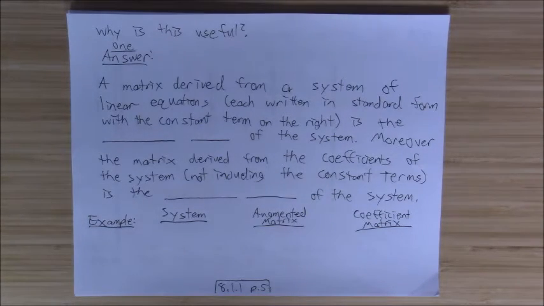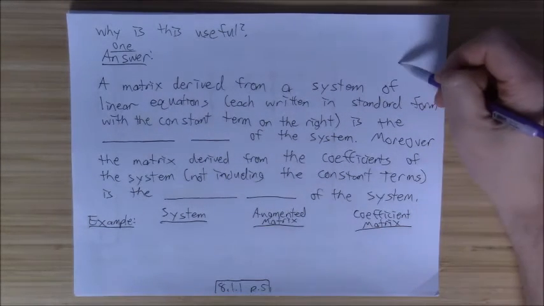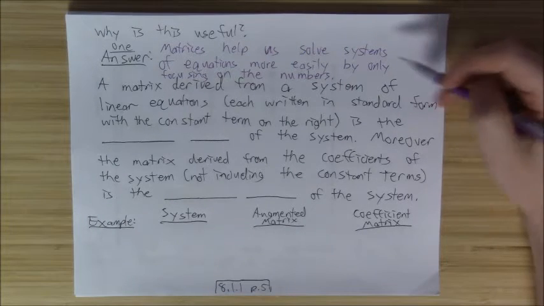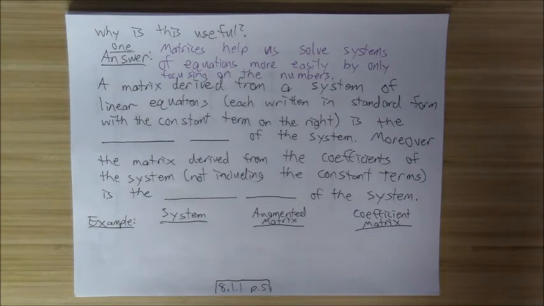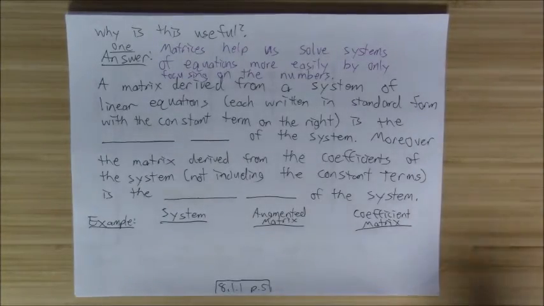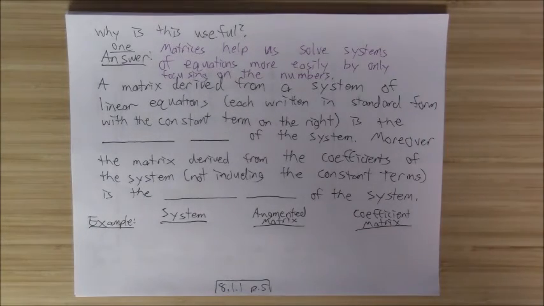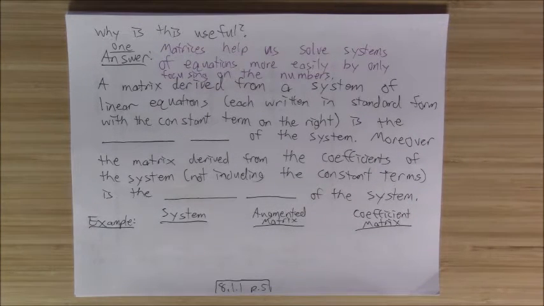Well, one answer is that matrices help us solve systems of equations more easily by only focusing on the numbers involved. The idea of a matrix is that we can get away from all the variables x, y, z, w, and any other things that we might involve. Instead, we just focus on the numbers, which I think helps clarify things. I found students typically like matrices because of that, more than they like solving systems.